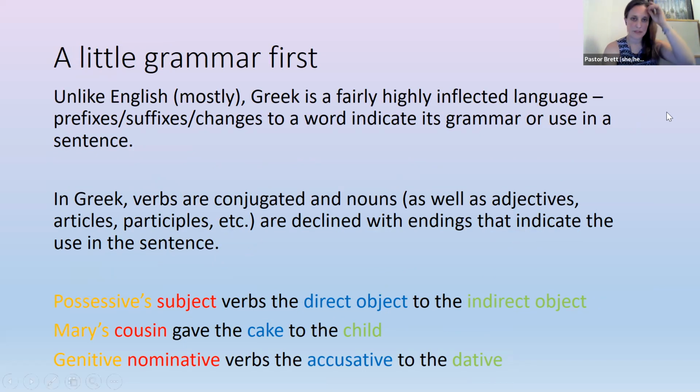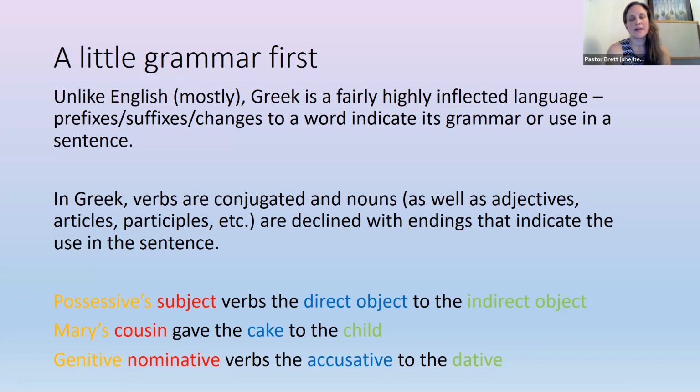Unlike English, mostly, Greek is a highly inflected language, meaning that it has a lot of changing endings, but also prefixes, and super complicated changes in the middle of words. Whole words change just by how they're used in a sentence. So nouns, let me just continue with what I have on the screen. In Greek, verbs are conjugated, meaning that they change their ending.